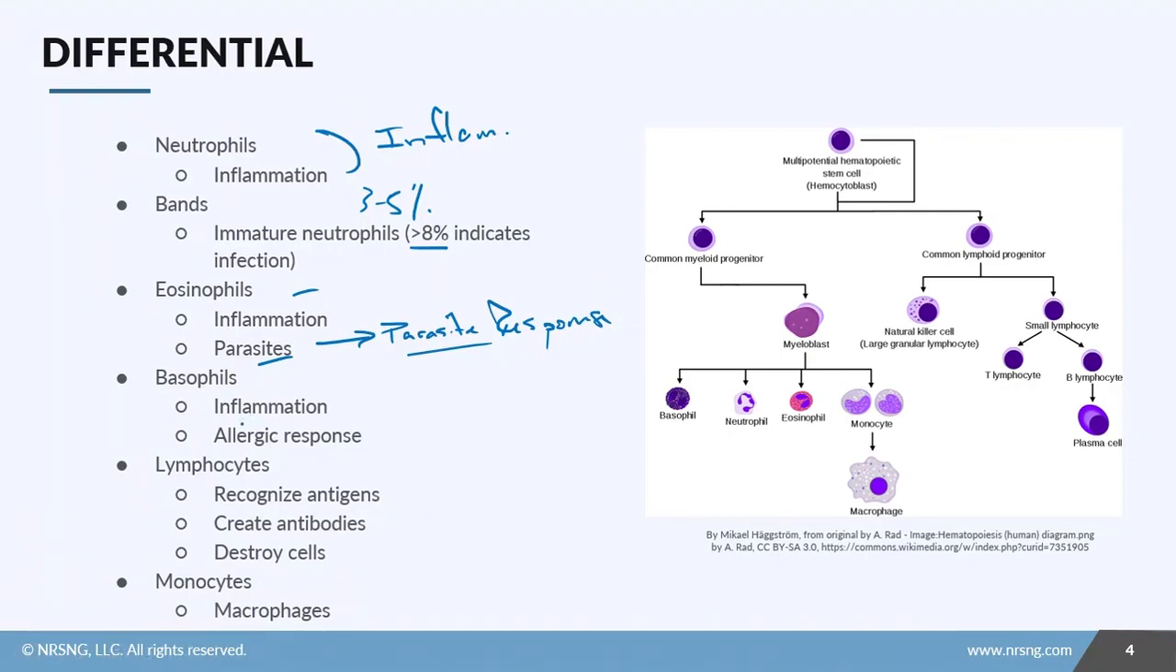The same thing with the basophils, you're going to have that increase in the basophilic response with inflammation, but this is more like an allergic response. So maybe if your patient is having some sort of anaphylactic reaction or having an asthma attack, you may see an increase in basophils in your differential.